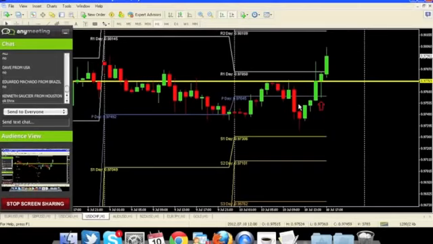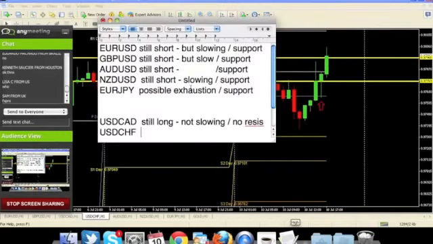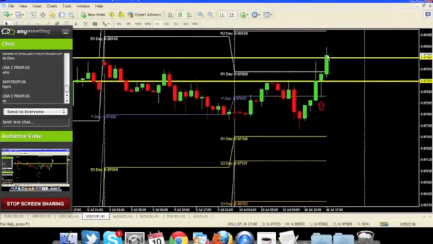All right, now US dollar Swiss franc. Okay, it's heading long, right? It's heading long. It's resistance right there. Okay, it's almost at resistance. No indications of stopping, and a little bit of slowing. So still long. Resistance. Okay, it's pretty much at resistance. It's like only 2 pips away.